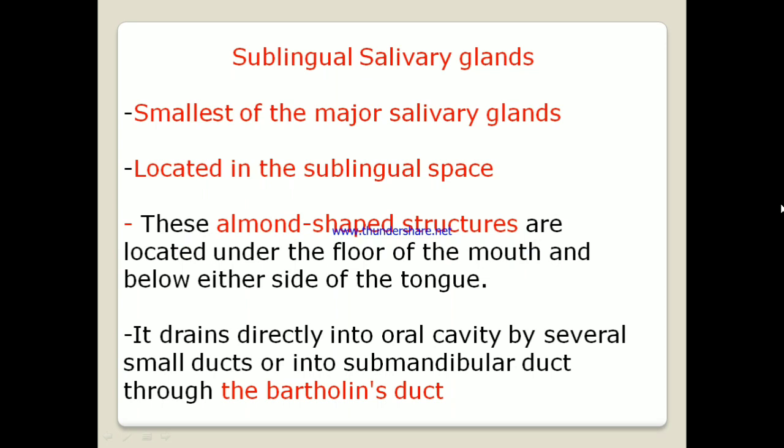Sublingual salivary glands. Smallest of the major salivary glands. Located in the sublingual space. These almond-shaped structures are located under the floor of the mouth and below either side of the tongue. It drains directly into the oral cavity by several small ducts or into the submandibular duct through Bartholin's duct.